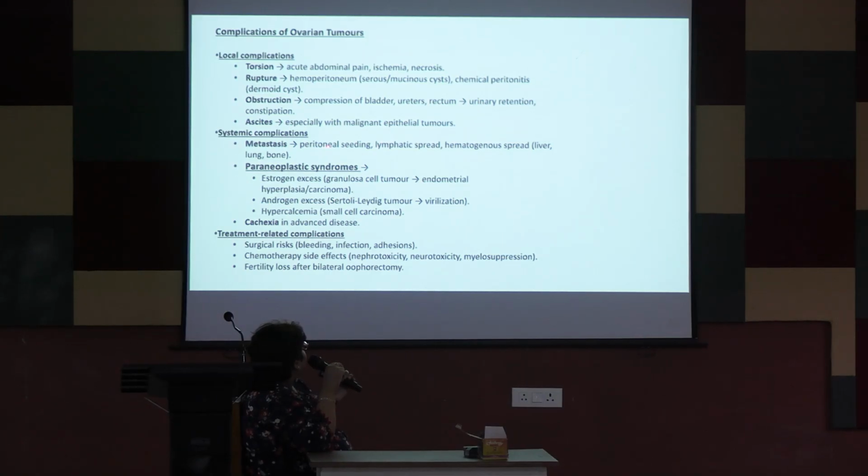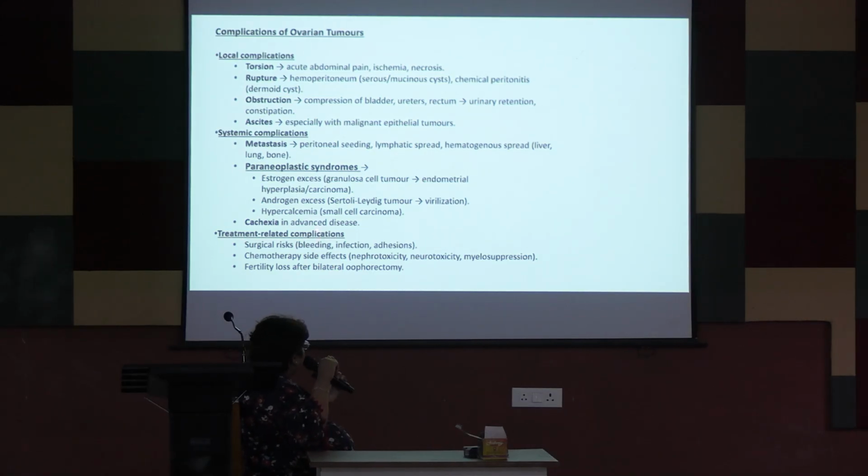Systemic complications include metastasis like peritoneal seeding, lymphatic spread, hematogenous spread, and paraneoplastic syndromes. Estrogen excess: granulosa cell tumor causes estrogen excess leading to endometrial hyperplasia or endometrial carcinoma. Androgen excess occurs with Sertoli Leydig cell tumors and causes virilization. Hypercalcemia may occur with small cell carcinoma of the ovary. And cachexia occurs in every cancer in an advanced stage.